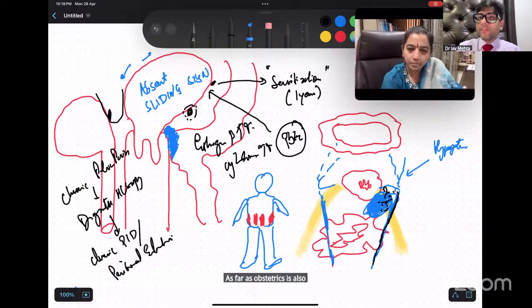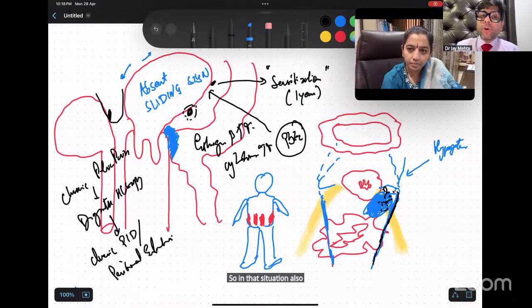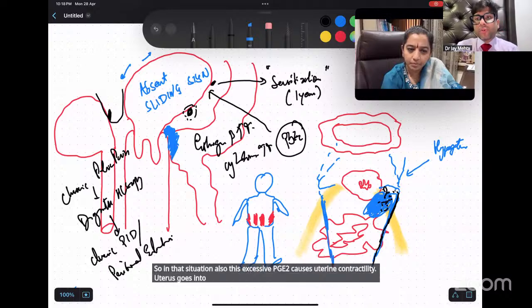We use PGE1 and PGE2 gel when it comes to delivering patients. So in that situation also, this excessive PGE2 causes uterine contractility. The uterus goes into spasm, and because the uterus goes into spasm, a lot of women experience spasmodic pain.